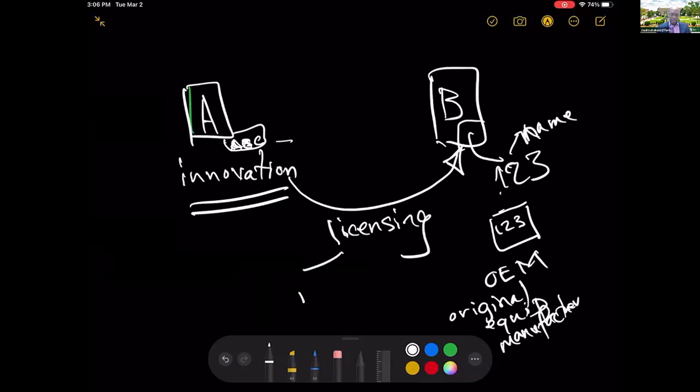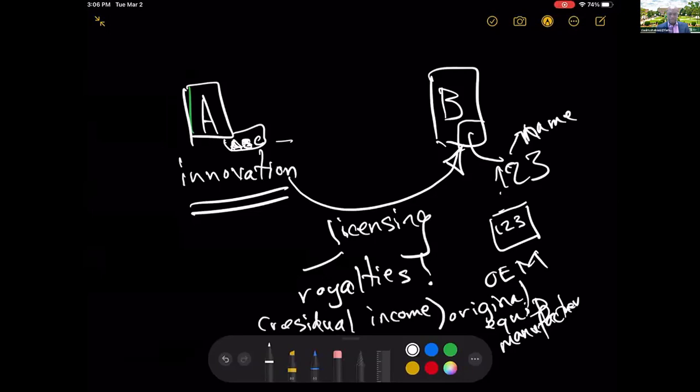Now, bear in mind, you get royalties. So this is called residual income. You don't have to do anything. You get royalties from whatever proceeds they get. You get a royalty because it's a license. So that's extra money that you have coming in through the license. But what's one of the downsides?